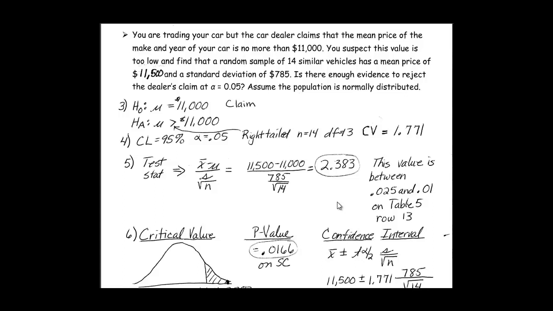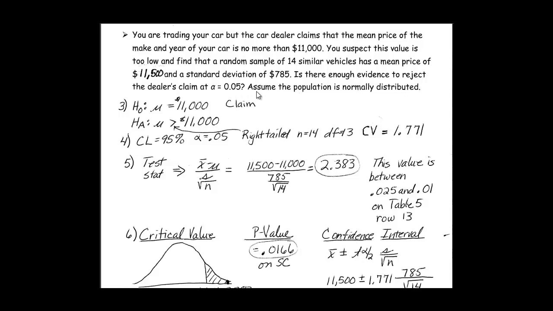Okay, in this lesson, you are trading your car, but a car dealer claims that the mean price of the make and year of your car is no more than $11,000. You suspect that this value is too low, and you find a random sample of 14 similar vehicles that has a mean price of $11,500 and a standard deviation of 785. Is there enough evidence to reject the dealer's claim at a 5% confidence or significance level?